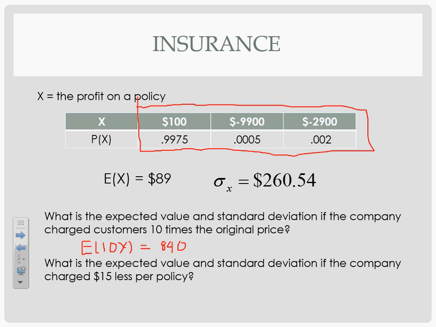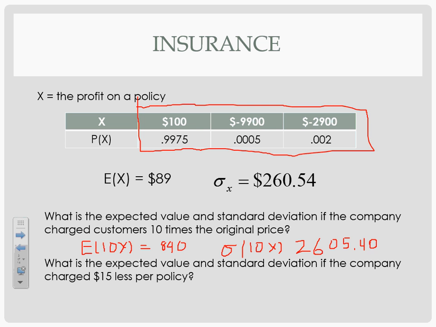And then the standard deviation, if we multiply by 10, the rule says if you multiply by a constant, we multiply both by a constant. And so you'll have to excuse the messy writing here, but that'd be $2,605 and then 40 cents. All right.